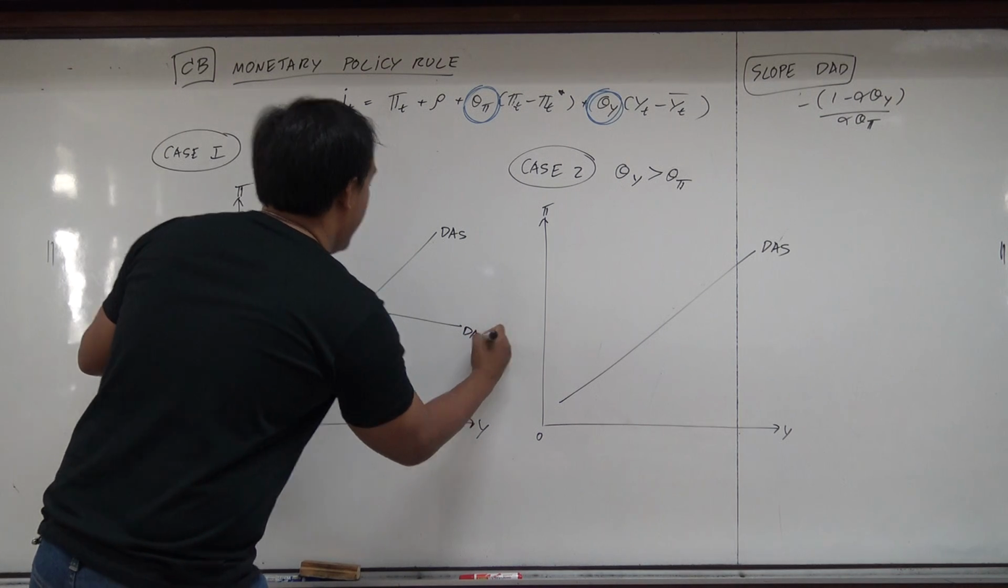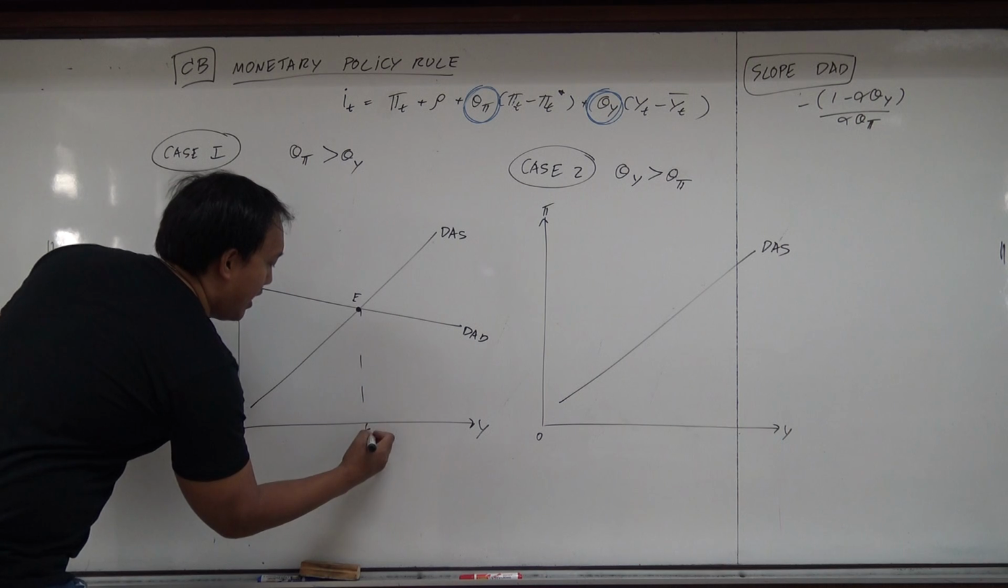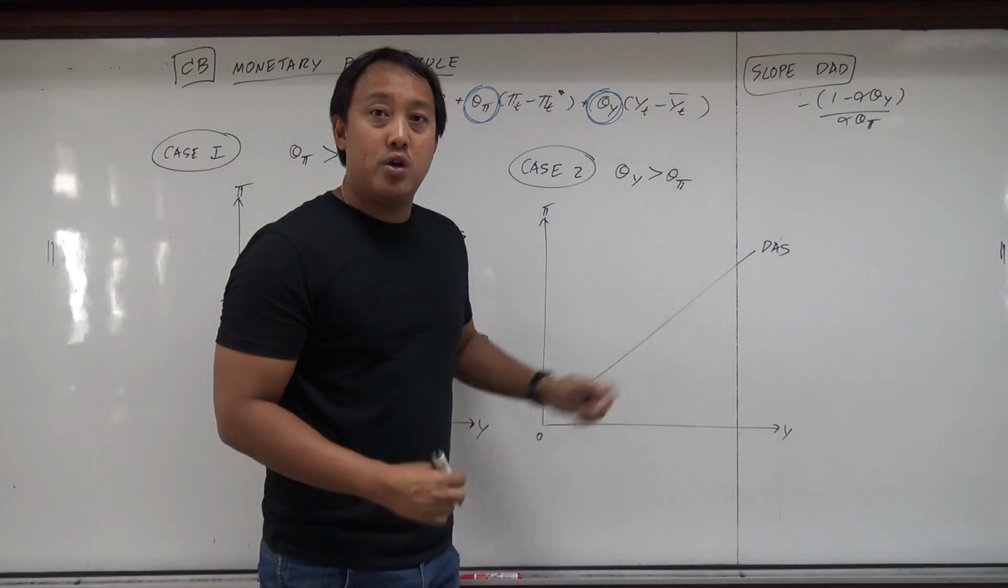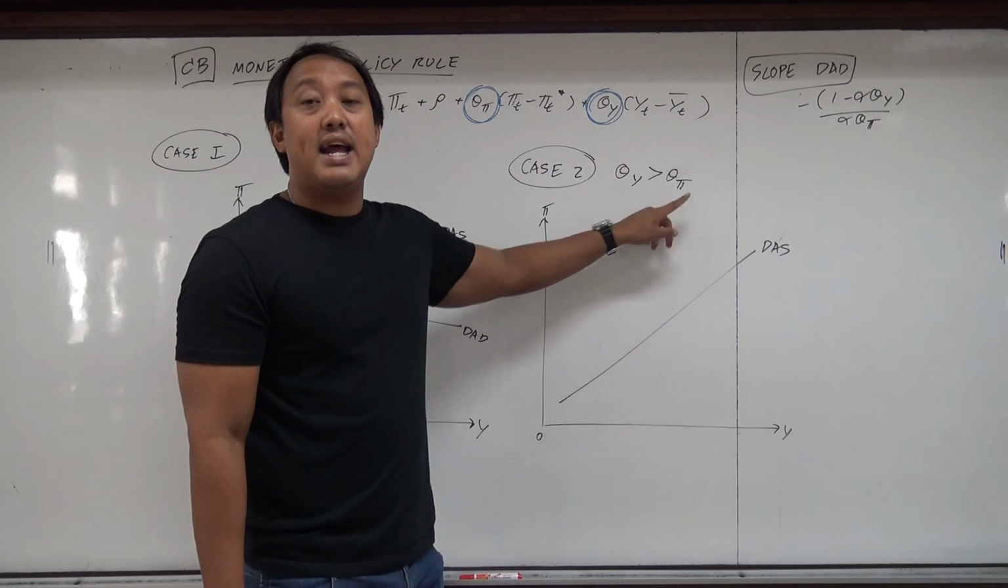Like this is the AD. This is the equilibrium point, Y1, I1. How about case number 2? Case number 2 is theta y is higher than theta pi.